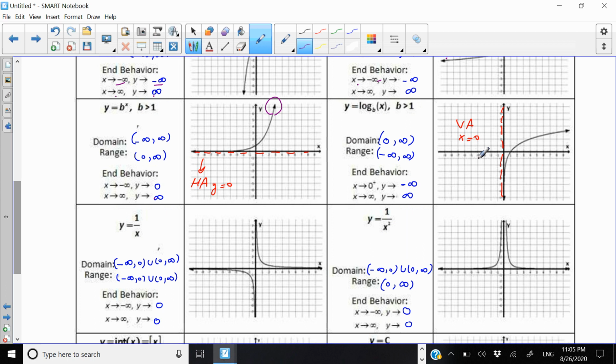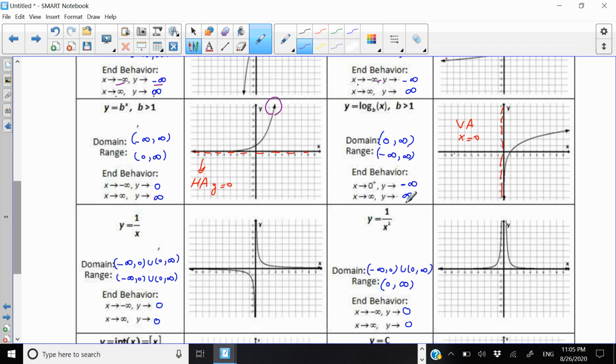Okay, so let's talk about this one, the log function, which is the inverse of the exponential function. Domain starts from 0 to infinity. Why? Because we don't have anything on this side. The graph is starting after 0 because we have a vertical asymptote called x equal to 0. So it starts from 0 to infinity, and 0 itself is not included, so I put a parenthesis here.